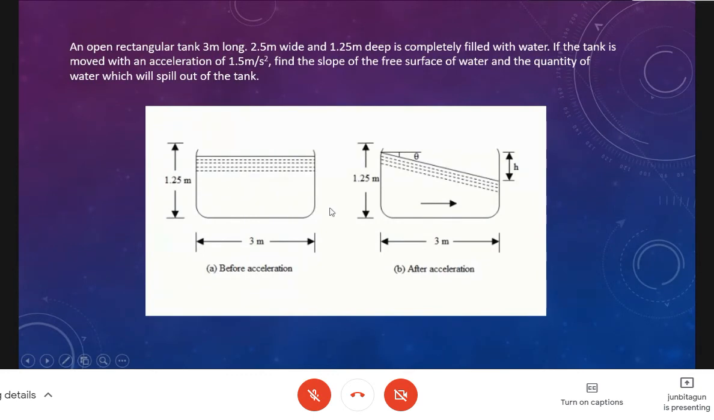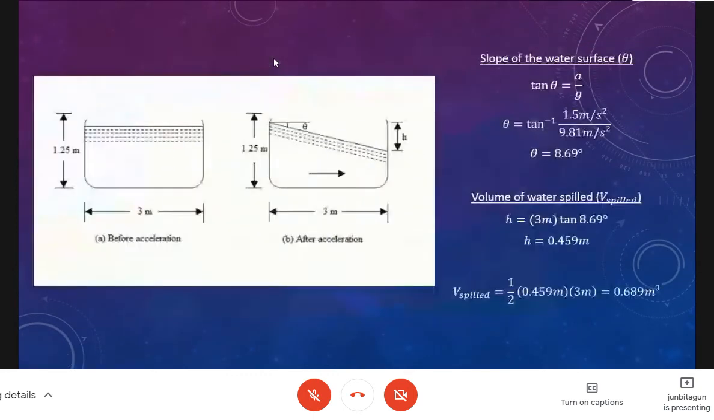Okay. I should have multiplied 2.5, right? Yep. I should have multiplied 2.5 here for us to get the final answer. I thought it was a 1 meter strip. So that is 0.459 times 1/2 times 3 times 2.5. The volume should be 1.72 cubic meters. I forgot to add the 2.5 meters.